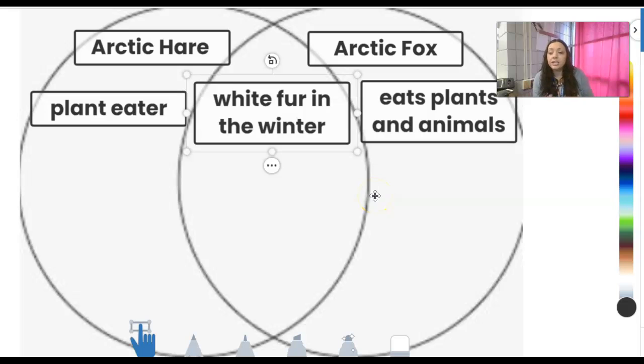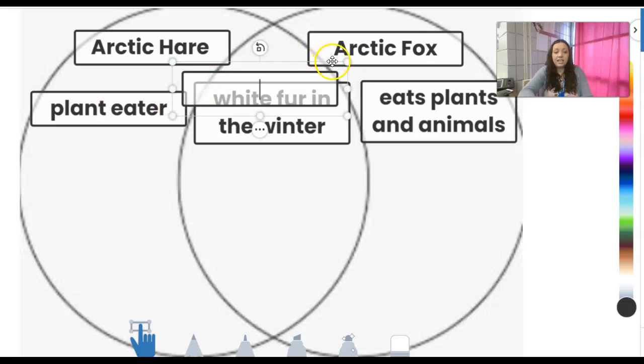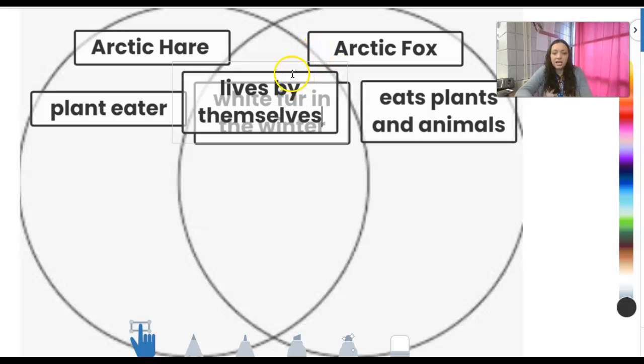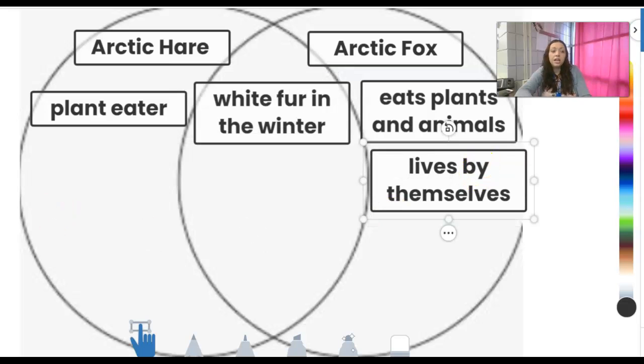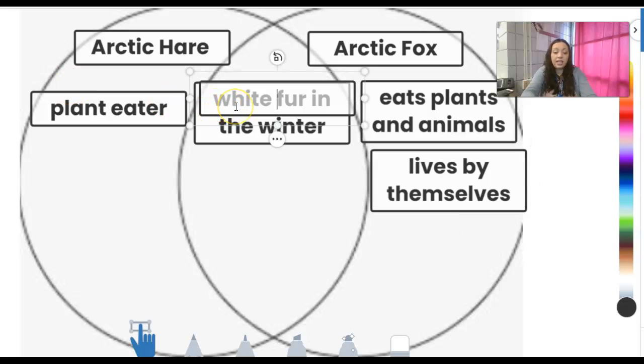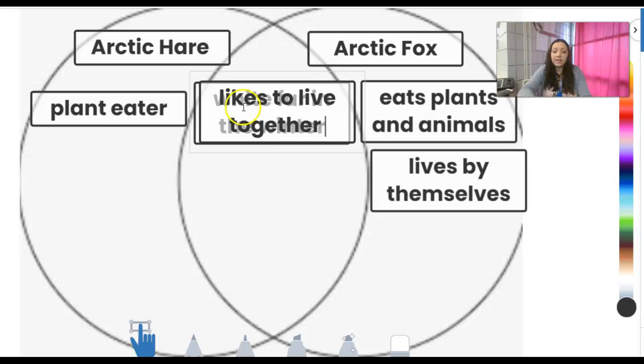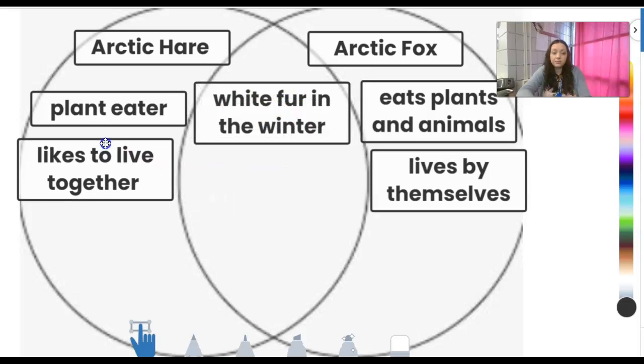All right, we're going to do one more on each side together, and then your job is going to be to finish up and think of one more thing to put in each spot too. So what's something that's different about an Arctic fox and an Arctic hare? You know what I remember? Arctic fox likes to be by themselves. So we're going to say lives by themselves. Remember, they like to hunt and be by themselves. I'm going to move that right over here under Arctic fox because it's what he likes to do. But we learned that an Arctic hare was different, didn't they? They like to live together because remember, that's how they stay safe from predators since they don't hunt other animals.